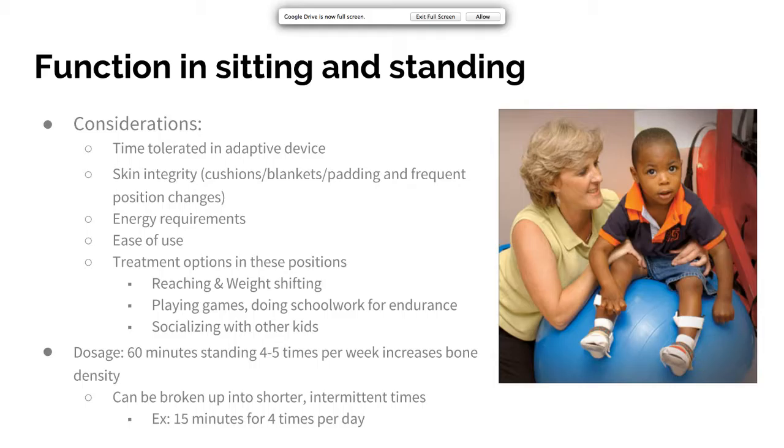The device must be relatively easy to use for the family and caregivers. If the device takes too long for the child to get in and out of, it is likely that the family will not utilize it.